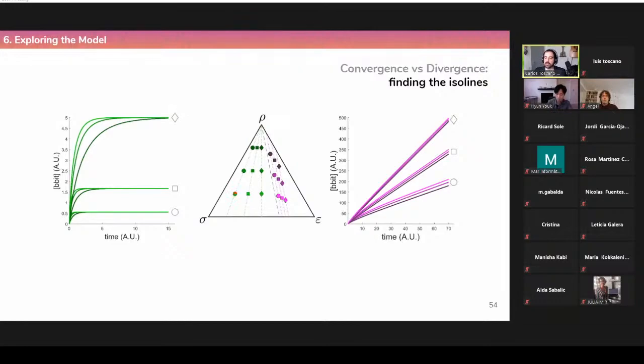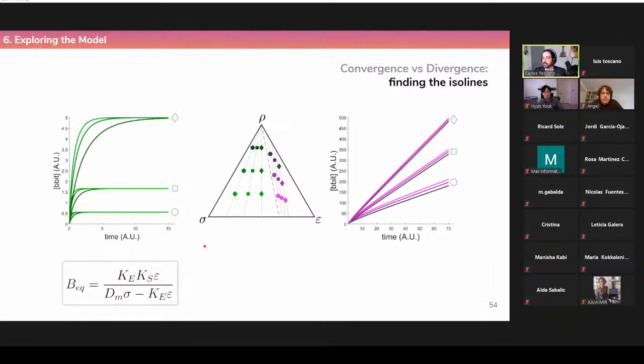Something that you can, for instance, notice with the circles. They all reach exactly the same, they converge to the same bit concentration at equilibrium. The same happens for the squares, and the same happens for the diamonds. And that is given by this expression, as I told you before.